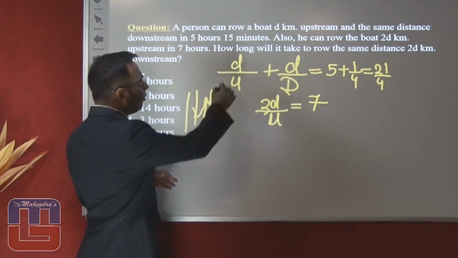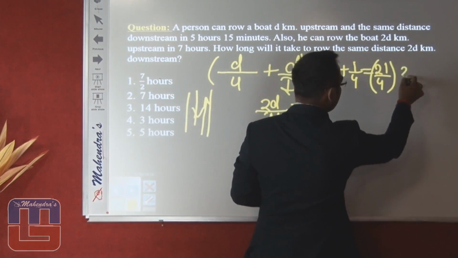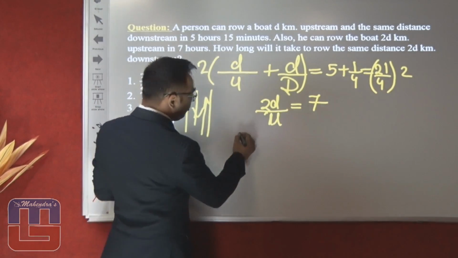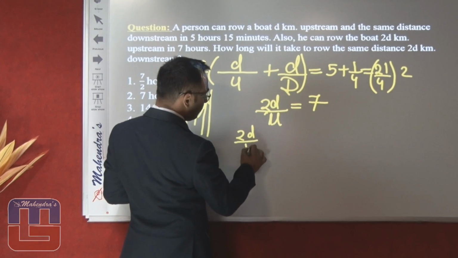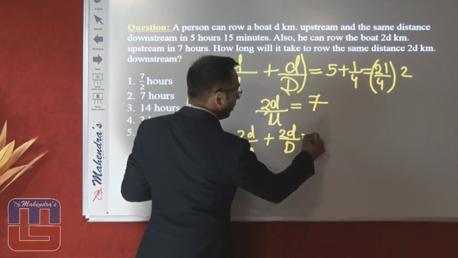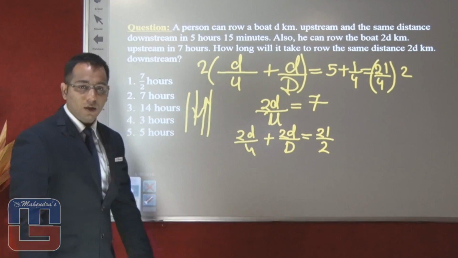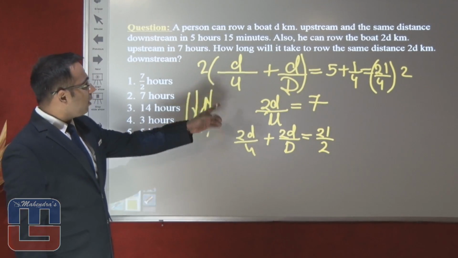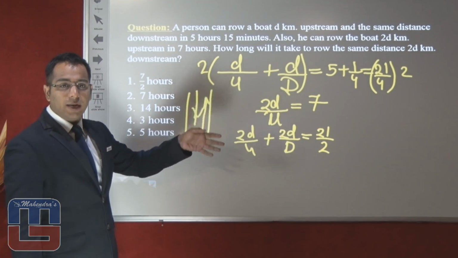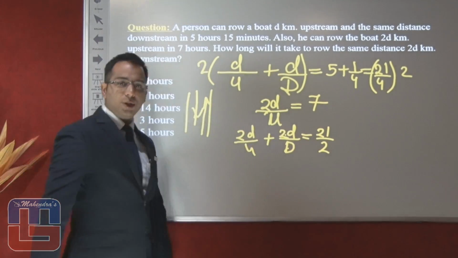See, we know the value. If we multiply this equation here and here by 2, fine, so what we will get? We will get 2d upon u plus 2d upon d equal to 21 upon 2. Why I have done this? Because we have to find the time taken to travel 2d downstream. So 2d upon downstream, we get the equation here only.